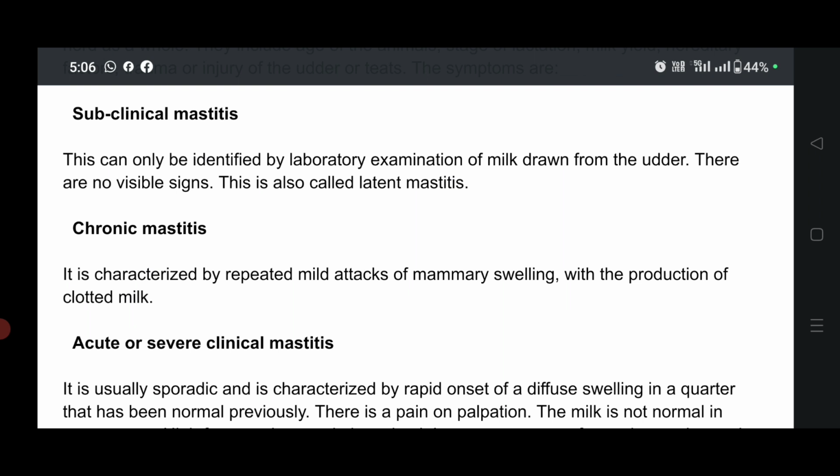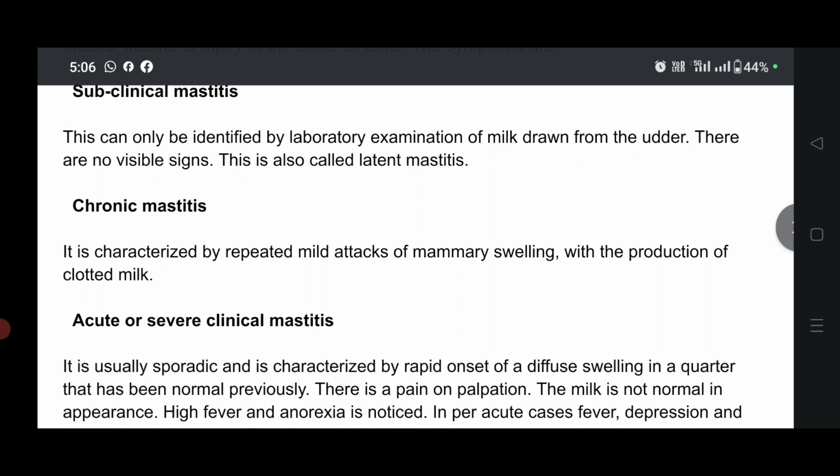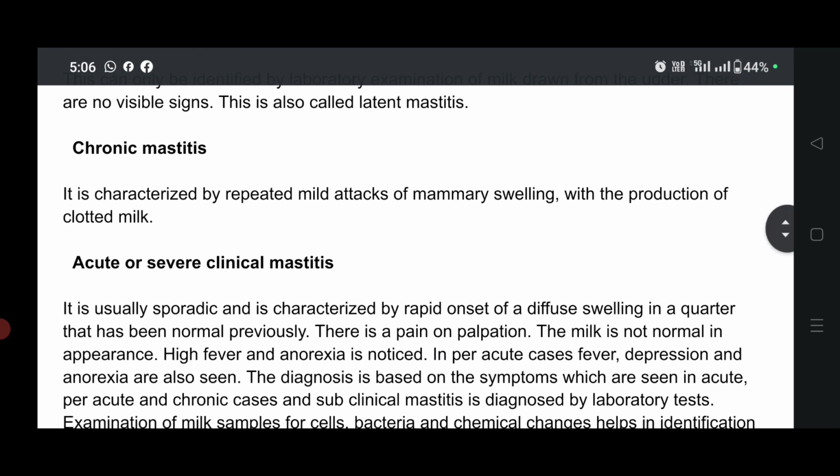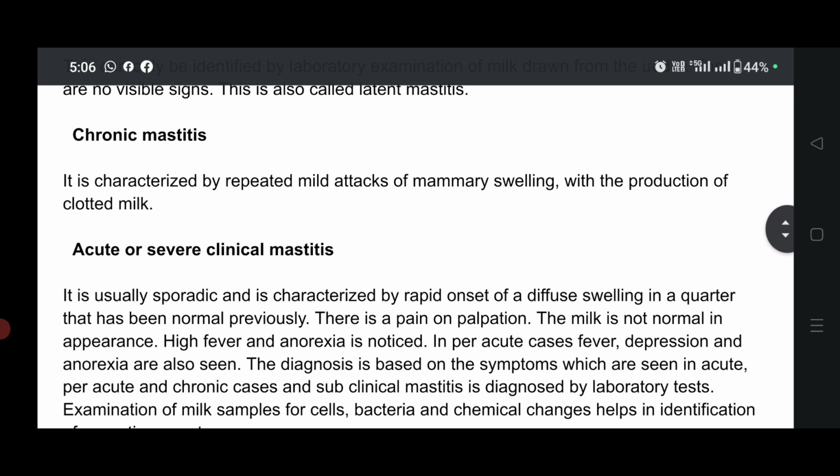It is usually sporadic and is characterized by rapid onset of a diffuse swelling in a quarter that has been normal previously. There is pain on palpation. The milk is not normal in appearance. High fever and anorexia is noticed. In per-acute cases, fever, depression and anorexia are also seen.